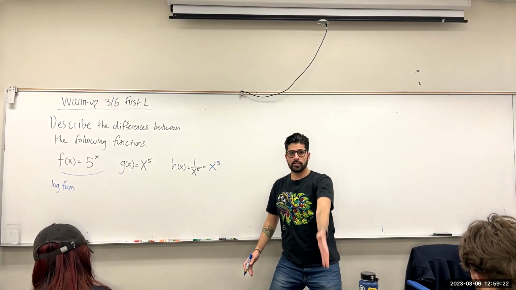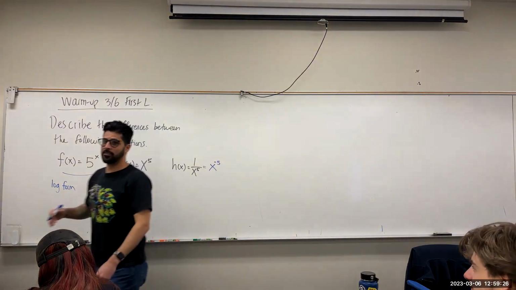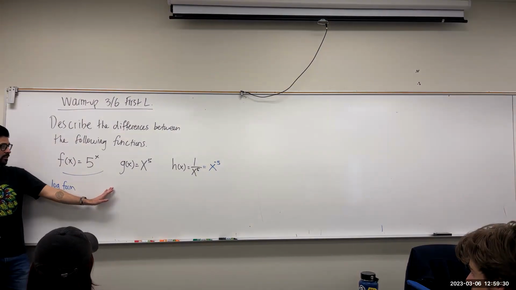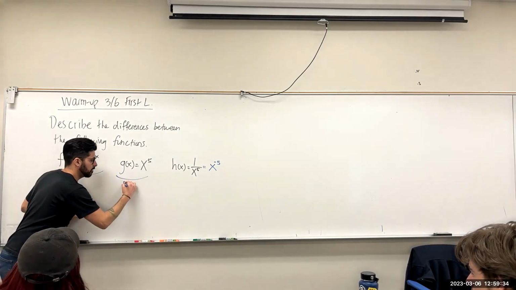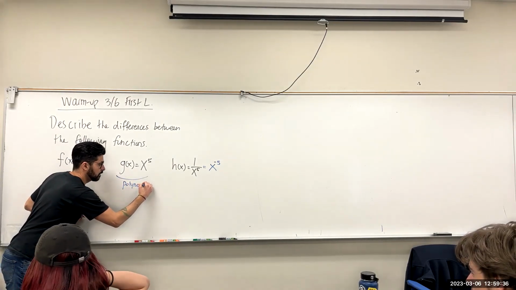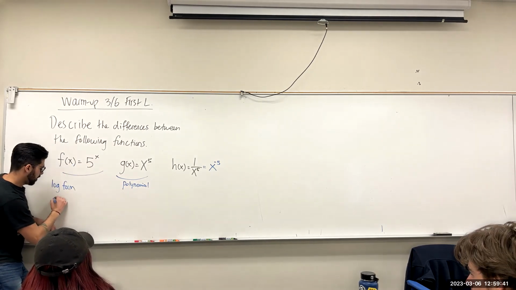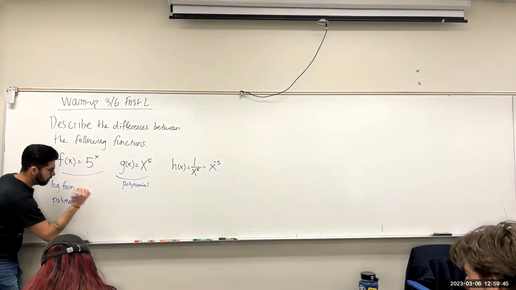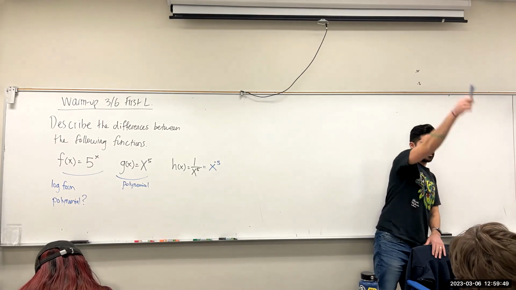Someone want to share out? This includes you guys in the back, if you guys are down for it. I said that g of x is a polynomial. Well, I actually don't know if it's a polynomial or not. Okay, so you're saying this is a polynomial, and then this one you don't know if it is, right? Yeah. So I'll put polynomial with a question mark. Okay. Beautiful.